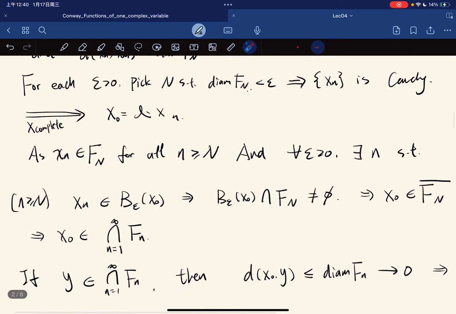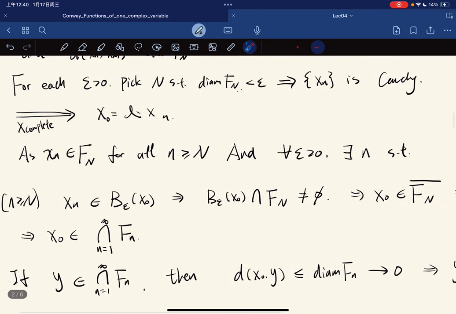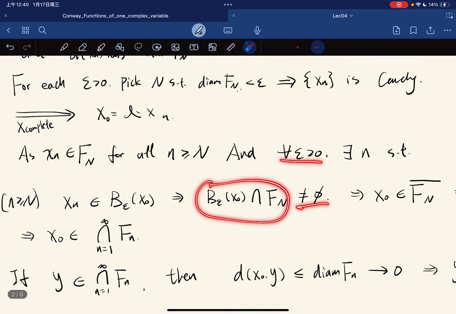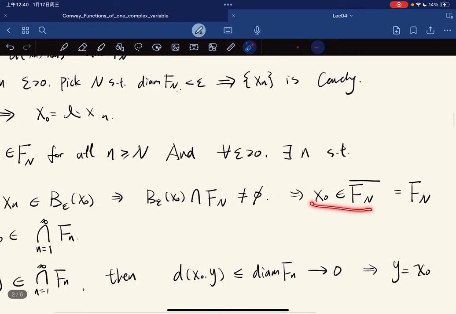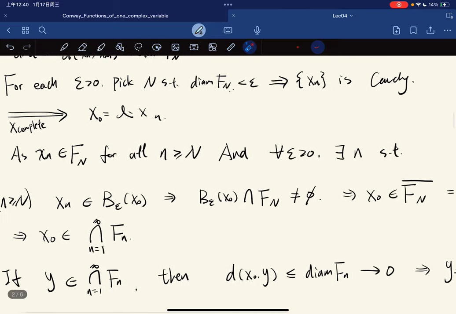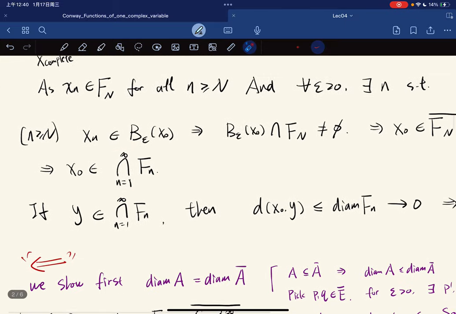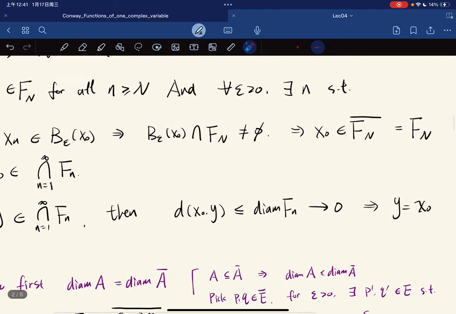So first we fix a capital N. Then we know that there exists n greater than or equal to N, and we have this, which means that the intersection is not empty, which means that you're in a closure. Because for any epsilon greater than 0, this is not empty, so x_0 is in the closure, which is equal to F_n. Now, if we have another point y, then their distance is less than the diameter of F_n, and this goes to 0, which gives that y is equal to x_0.